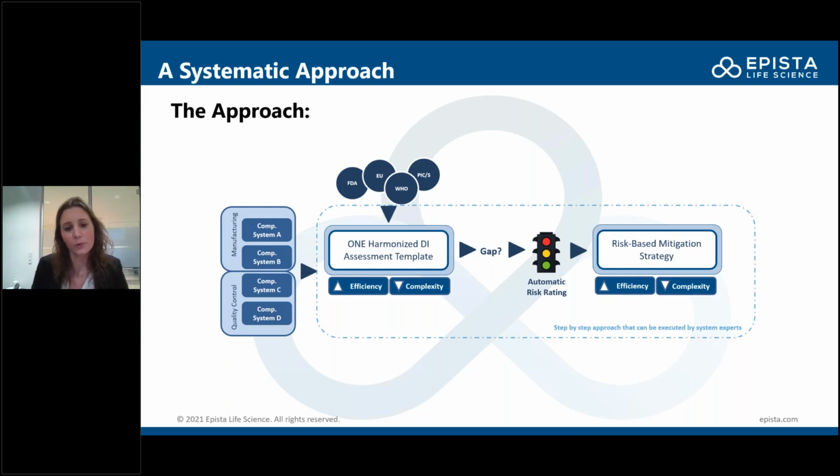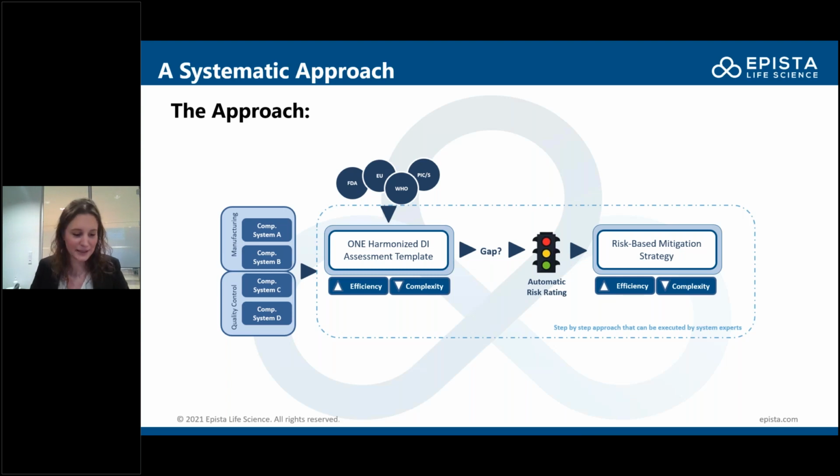The important idea behind our approach was that once we identify a gap for one of our systems with these assessments, we wanted to have an automatic risk rating. So now, okay, what does that mean? Is that now a critical system gap? Is it a major system gap, or is it a low system gap? And based on that, then define a risk-based mitigation strategy. And again, that should be something that just comes out of that approach to increase efficiency and decrease complexity. And just to make everything easier, we wanted to develop an approach that was really guiding the user step by step and could be executed by system experts and not necessarily by your QA department.